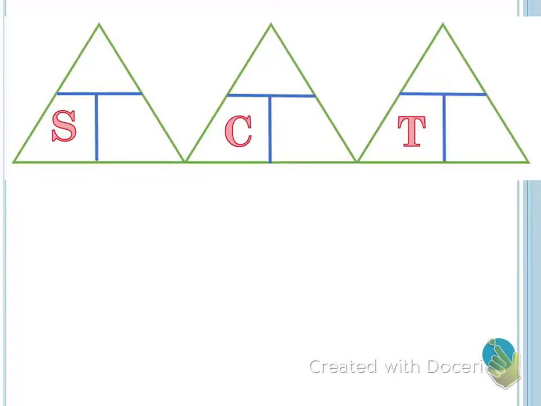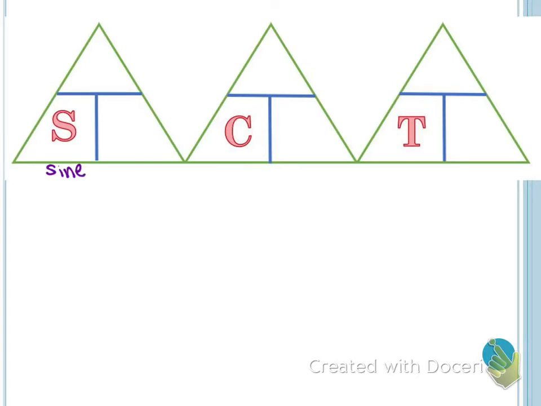So at the top of 9.4 notes, you see these pyramids. Go ahead and fill in S, C, and T. This is just another illustration of how to remember SOHCAHTOA. What does S stand for in SOHCAHTOA? Sine, right? So sine is SOH.